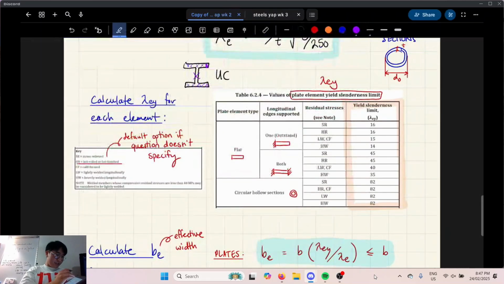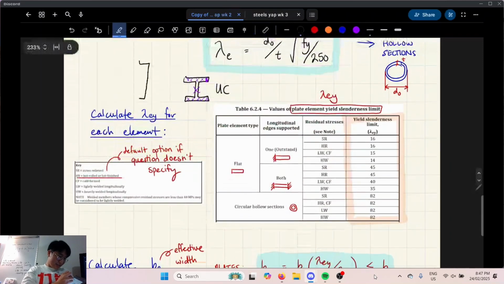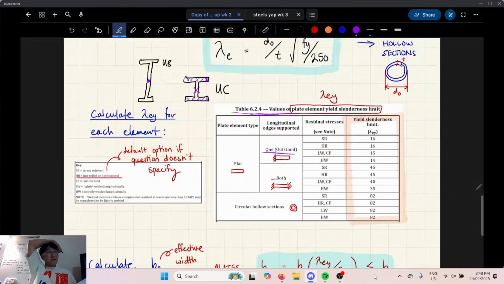However, that kind of changes depending on the proportionality. So this is like a beam, right? Do you see how this one might actually be more susceptible to buckle in the middle of the web? It really depends. That's why you have to do a further check. That's why in the table that you can see here, there's longitudinal edges supported, one and both, so you'll have different values depending on whether you're talking about the flange or the middle of the web.